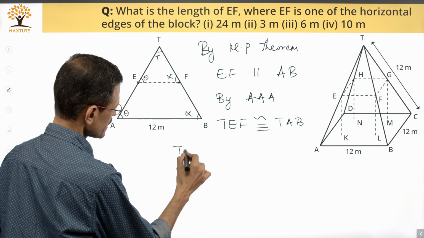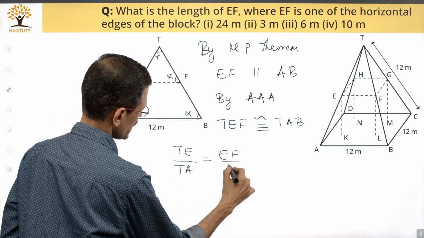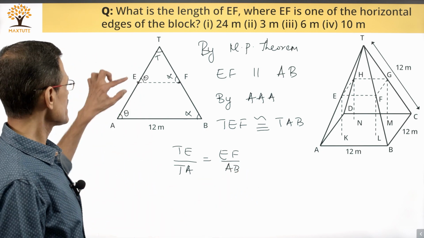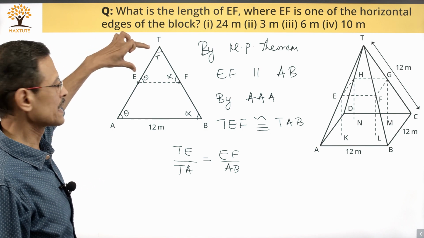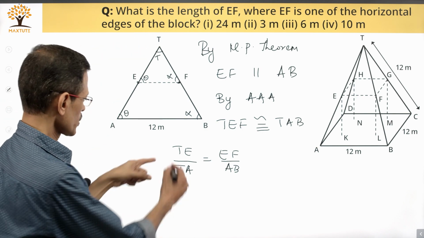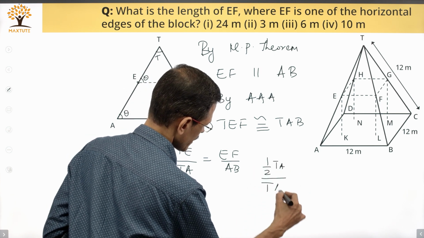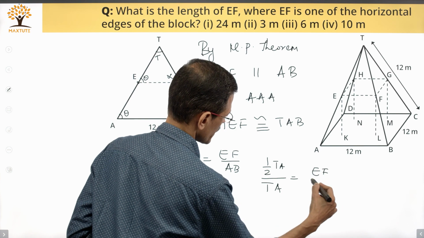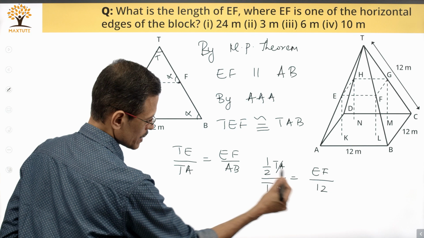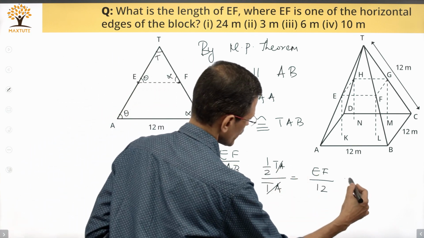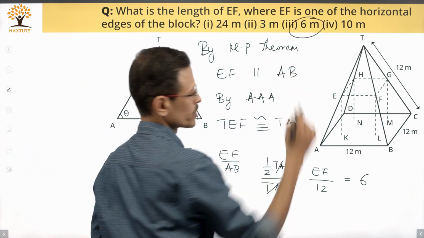Which means TE divided by TA will be equal to EF divided by AB. So you know that E is the midpoint of TA, which means that TE will be equal to EA, or TE will be equal to half of TA. So I'm going to write this as half of TA divided by TA, equal to EF, which is what we are trying to compute. AB we know is equal to 12. TA gets cancelled with TA, cross multiply this 12. So EF is equal to half of 12, which is equal to 6. The measure of EF is equal to 6. Choice 3 is the correct answer to this question.